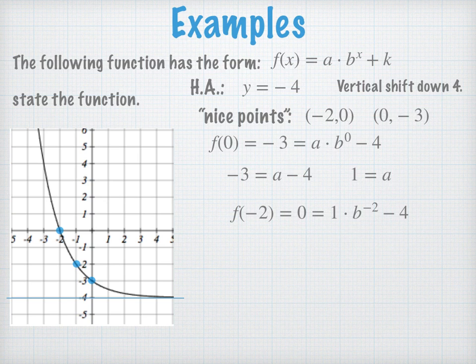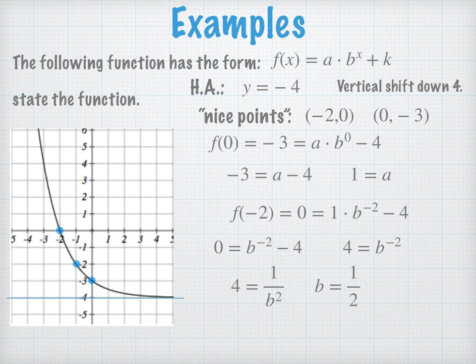Now, as we begin to simplify this, 1 times anything is just that something. And so we have 0 equals b to the -2 minus 4. Well, let's add 4 to both sides, trying to isolate our variable b. So we have 4 equals b to the -2. Well, let's think about our exponent rules and how we could look at this slightly differently. We could say that 4 equals 1 over b squared. Now this is going to be helpful as we start to try to solve for b. Multiply both sides by b squared, divide both sides by 4, and then take the square root, and you would have b equals 1 over 2.